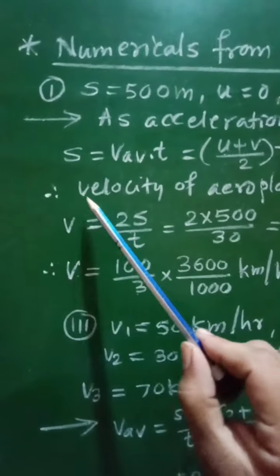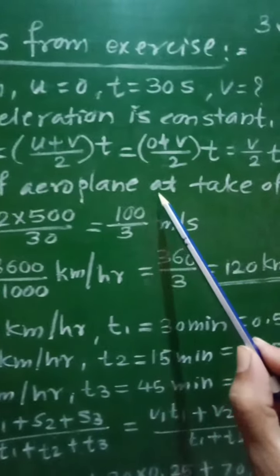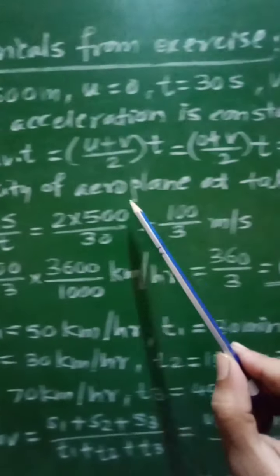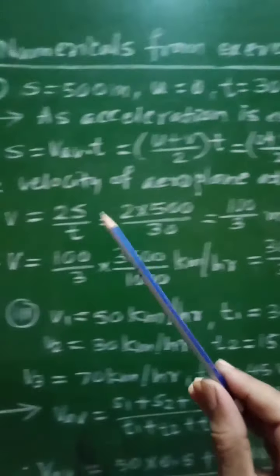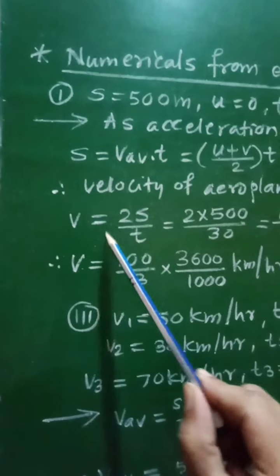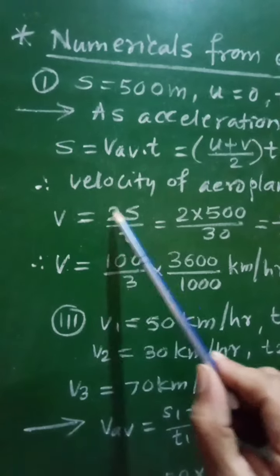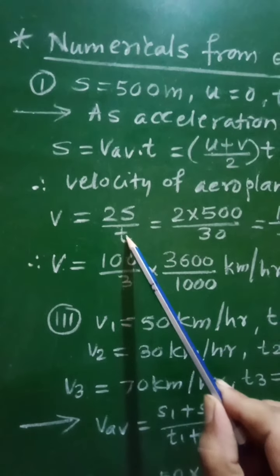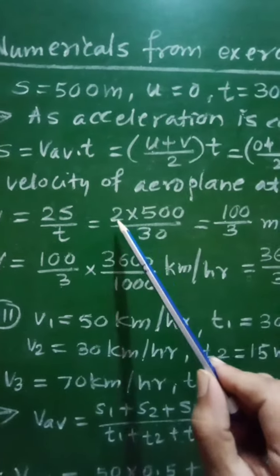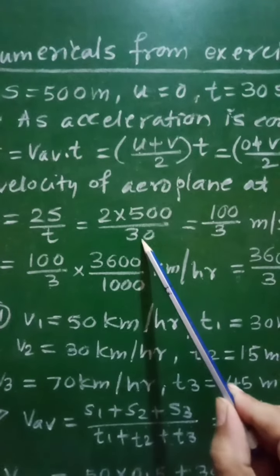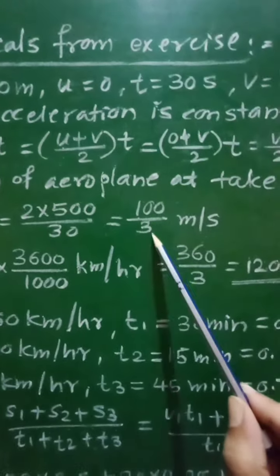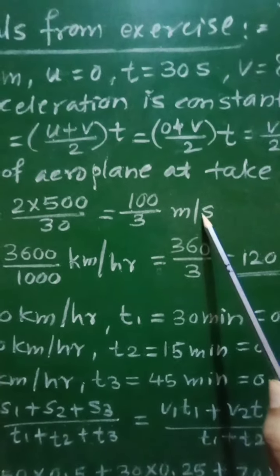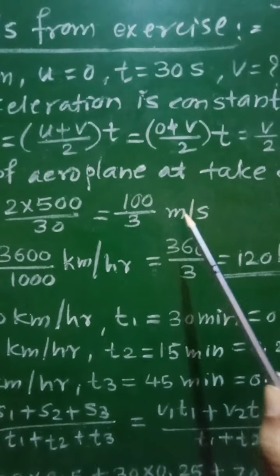Now, therefore, the velocity of the aeroplane at the takeoff will be given as v is equal to 2s upon t. That will be equal to 2 into 500 upon 30, which comes out to be 100 by 3 meter per second.